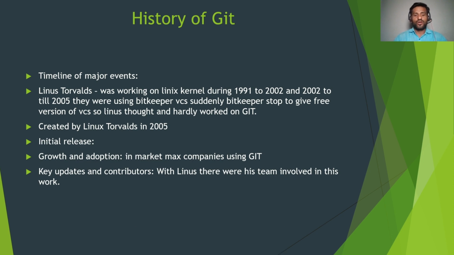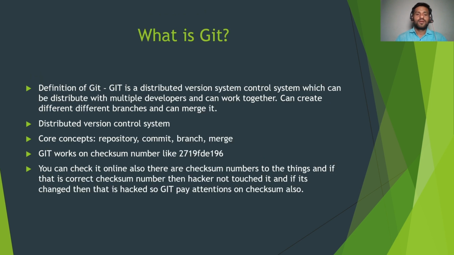Key updates and contributors. Here, with Linus Torvalds, his team was involved in working on this. So let's go to the next screen. What is Git then? Definition of Git: source code can be distributed among multiple developers who can work together, create different branches, and merge them.